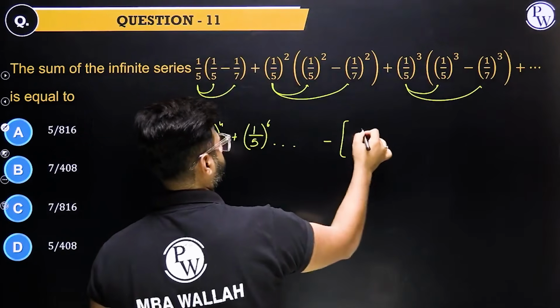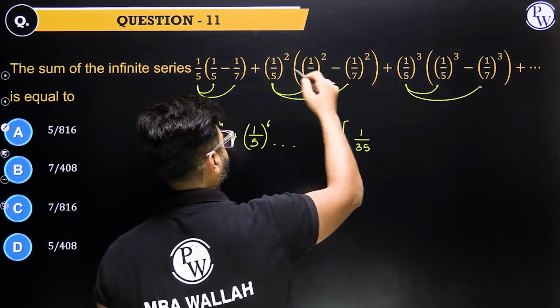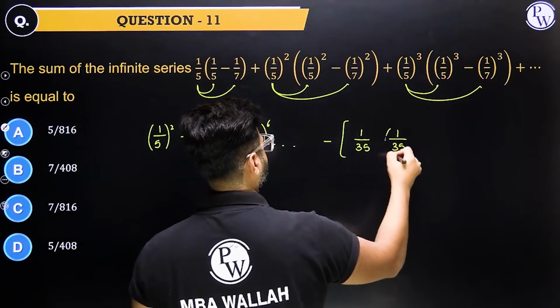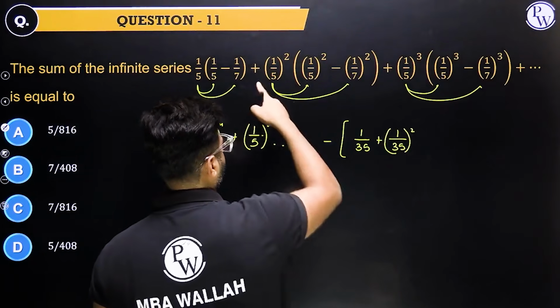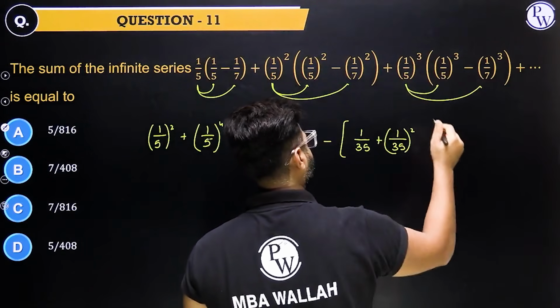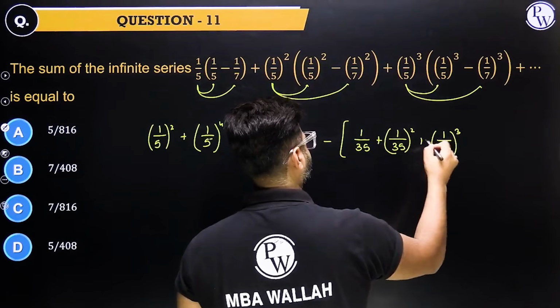1 by 5 into 1 by 7, that's 1 by 35. 1 by 5 square, 1 by 7 square, that's 1 by 35 two times, so 1 by 35 square. Minus is common, right? So this minus becomes plus. 1 by 5, 1 by 7, 1 by 35, 3 times, that means 1 by 35 cube. Minus is common, so this is plus.